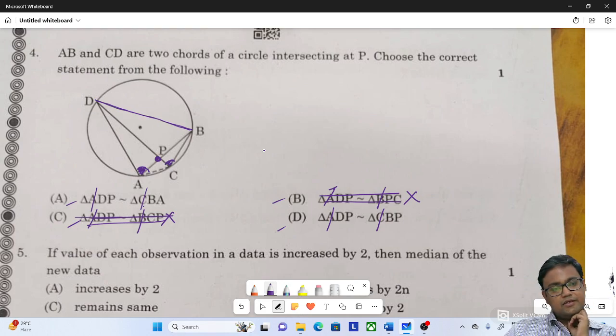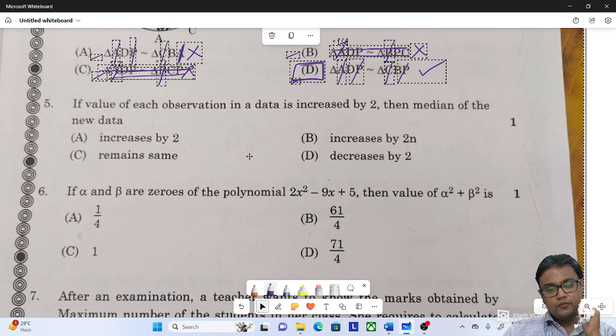Now, let us see angle P here of this triangle ADP is equal to angle P of triangle BPC, vertically opposite angle. So, P talks with P, but P here talks with A. So, this also will be eliminated. Here P talks with P. So, this option is the right option, D is the right answer. Okay.